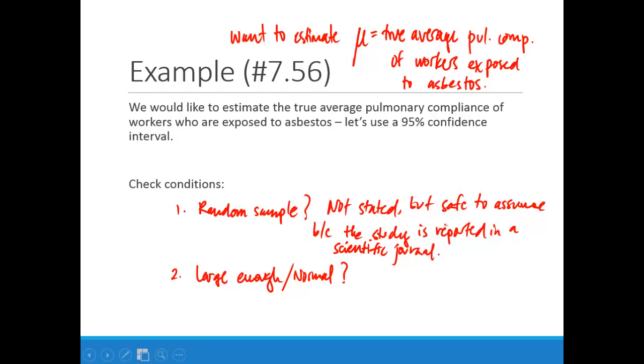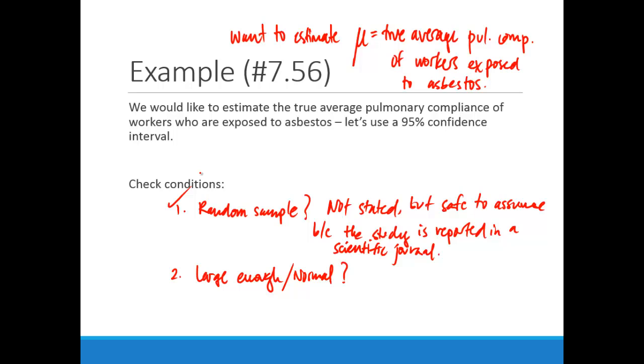Okay, so we're going to trust the peer review process, and hopefully they've done their homework to make sure this is good information here. Okay, so that one's good to go. Put a check mark by that.